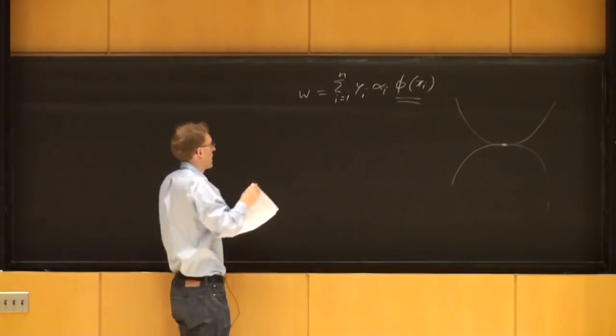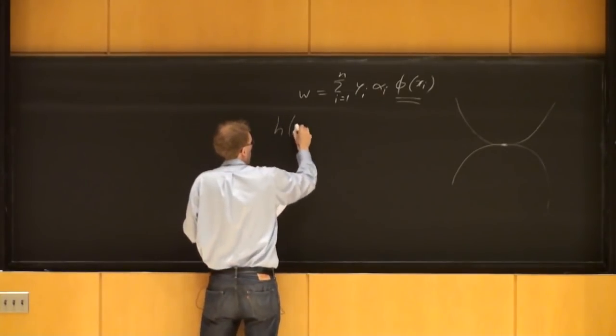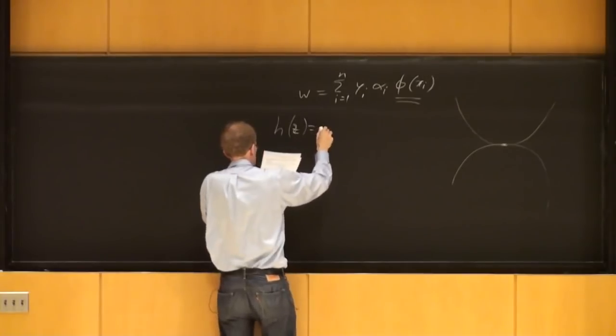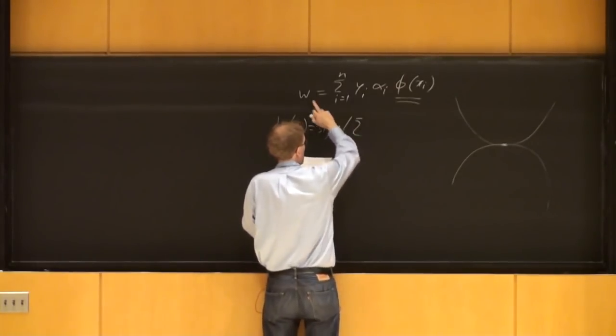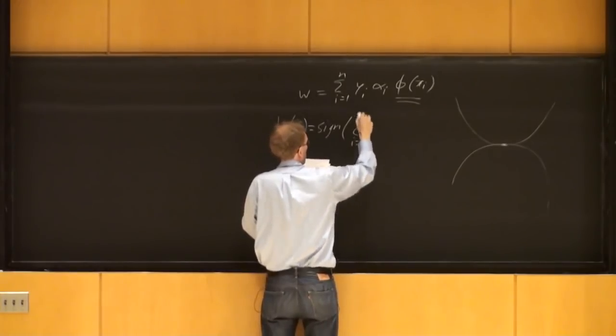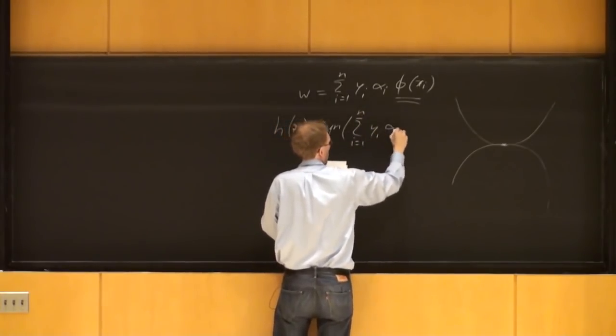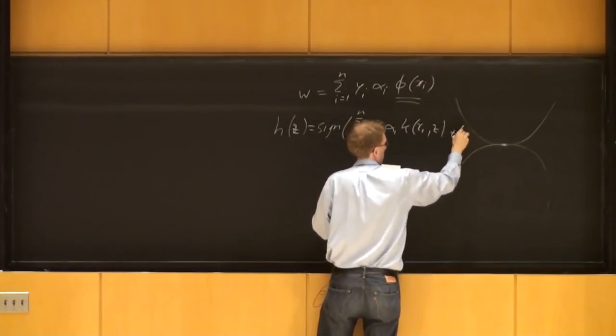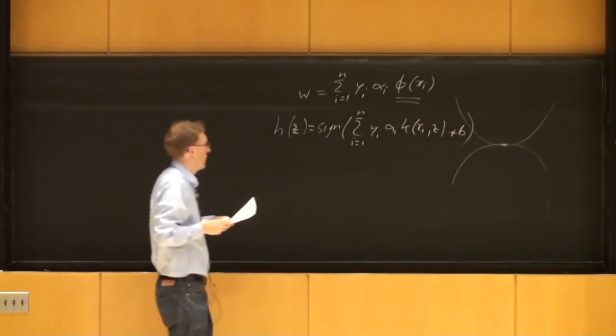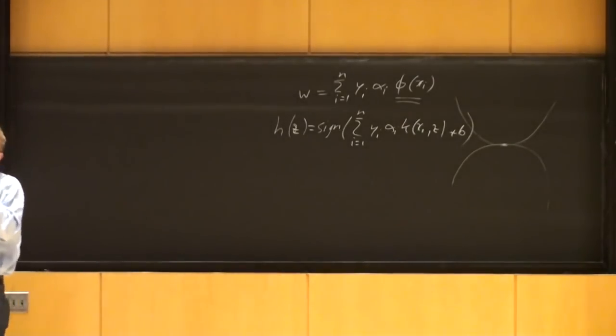And then if we actually do a classification of any point z, then what we get is the sign of w transpose x, which then becomes the sum of yi alpha i k of xi comma z plus b. Any questions about SVMs, dual SVMs, before I move on?